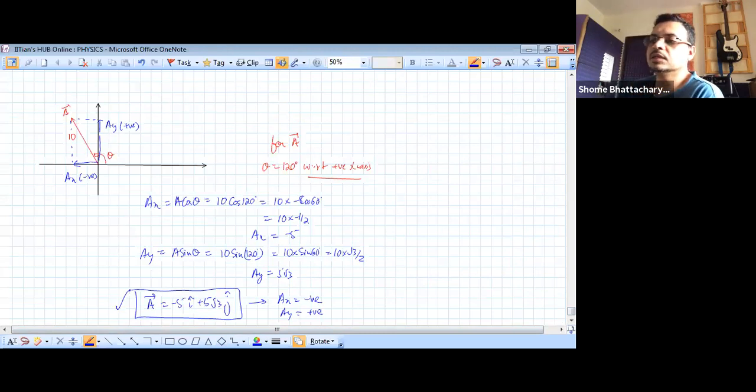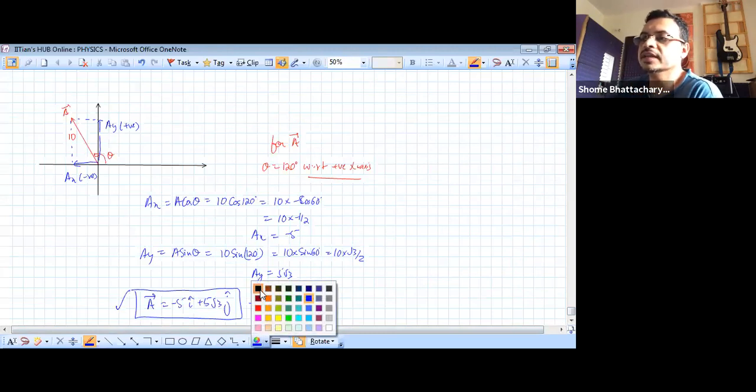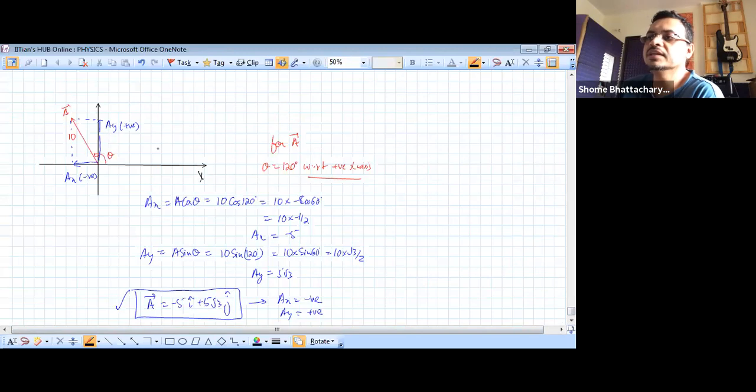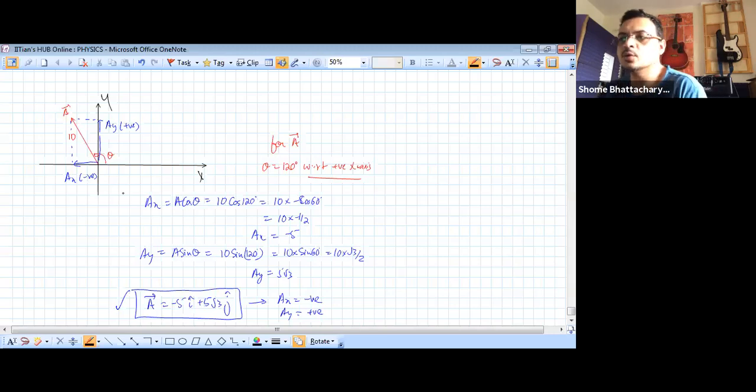Okay, so next time we will understand more about this, looking at vectors which can be in any of the quadrants. Like this one was second quadrant, B was first quadrant. They can be in the third or fourth quadrant as well. And accordingly, the x and y components can be any combination of negative and positive.